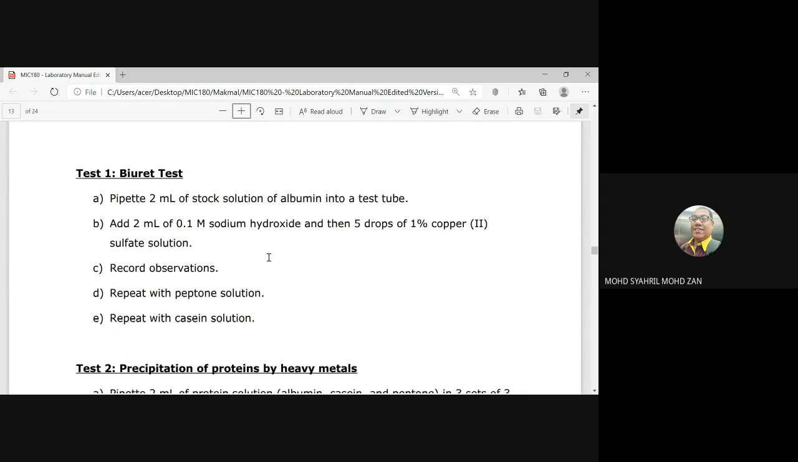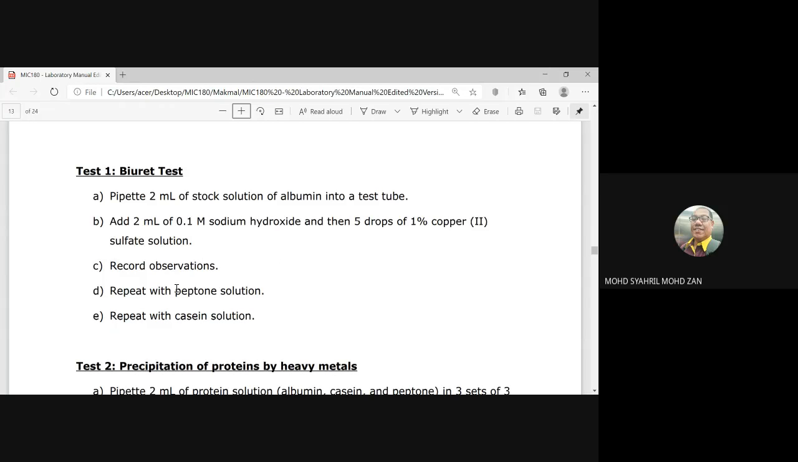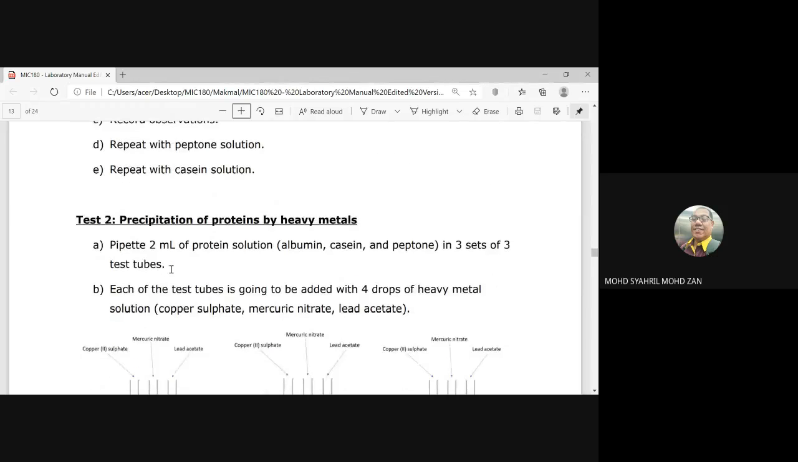Okay, we have to record the observation and then repeat with other types of solution such as peptone and casein. Okay, make sure you get the purple to violet color. Then it will be a positive. Number two, test 2 is precipitation of protein by heavy metals.